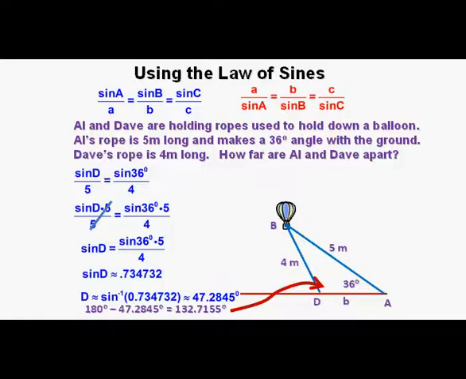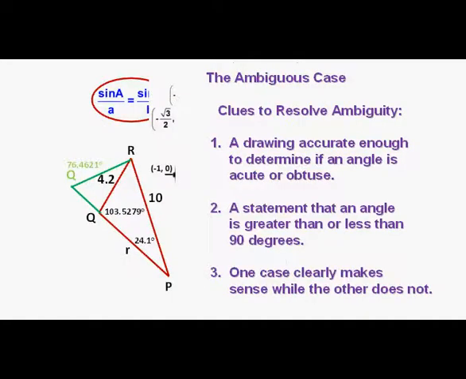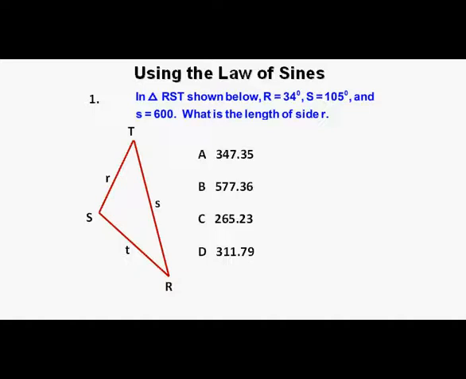So going back to our earlier list, we can add yet another reason to resolve the ambiguous case, and that's when one case clearly makes sense while the others do not make sense. We'll finish with a few multiple choice problems the viewer can use to test mastery.